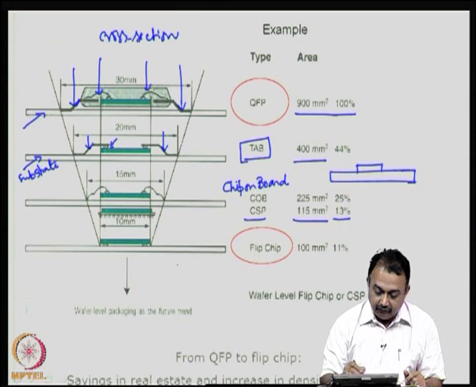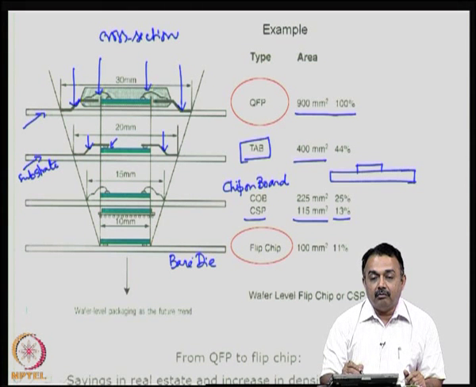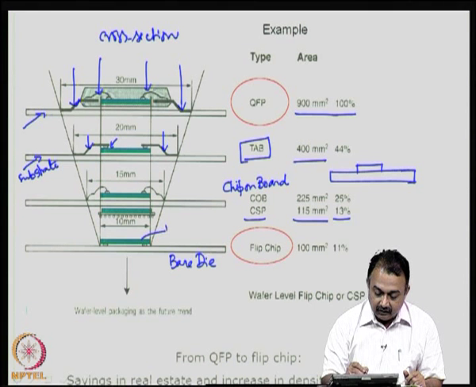Then we talk about flip chip. Flip chip is nothing but a bare die which does not require a packaging material to be used. So, you can see that the die here is flipped.